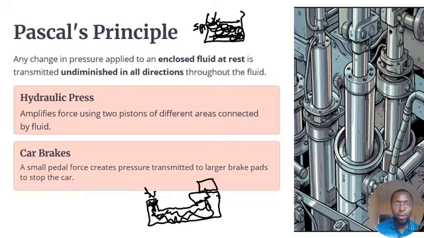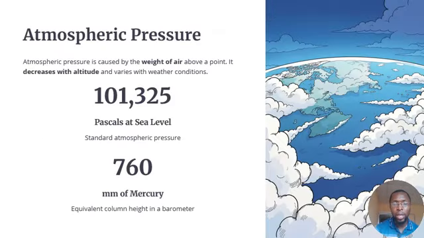All right. Now let's look at atmospheric pressure. Atmospheric pressure is caused by the weight of air above a point, and this pressure decreases with altitude. So the higher you go, the lower the atmospheric pressure. But the constant atmospheric pressure that we have is 760 millimeter of mercury. Sometimes it's written as 760 millimeter Hg, where the Hg represents mercury. So this is another unit of pressure that we use in terms of atmospheric pressure.